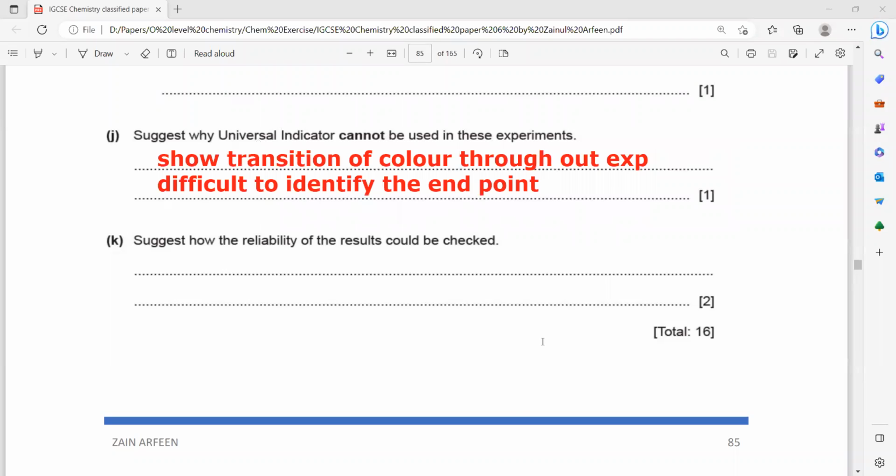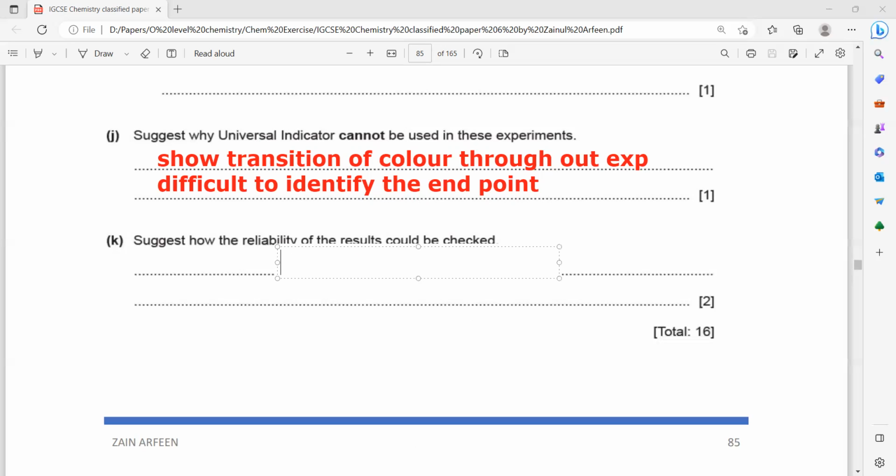Suggest how the reliability of a result could be checked. How can we make sure that the experiment we carried out is reliable? Whenever you want to check the reliability of the result, repeat the experiment and spot anomalous results which are not in range of other results. So repeat the experiment, and you can even mention: repeat the experiment until the values are concordant. Values are concordant means, for example, they are in the range of 0.2 more or 0.2 less. So until when should we repeat the titration experiment?